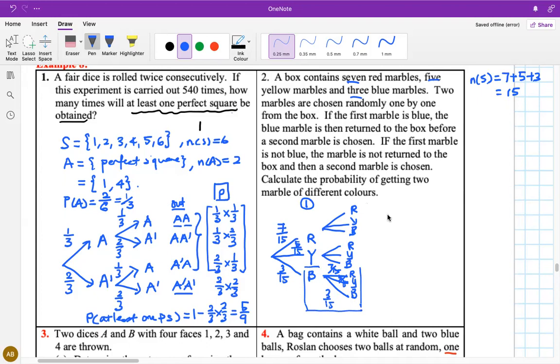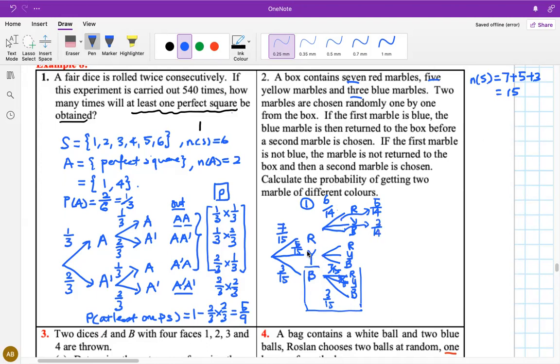Okay, so if it is not blue, that means it's red and yellow. So therefore, if you take one red out, then it will be less one red. So this one will be 14 and this one 6. Okay, and then the probability here will be, the yellow probability is still the same, 5 over 14. And the blue is same, 3 over 14.